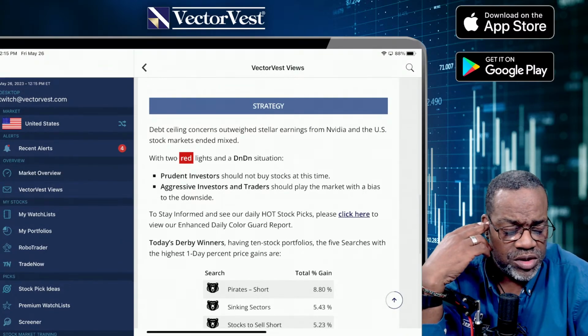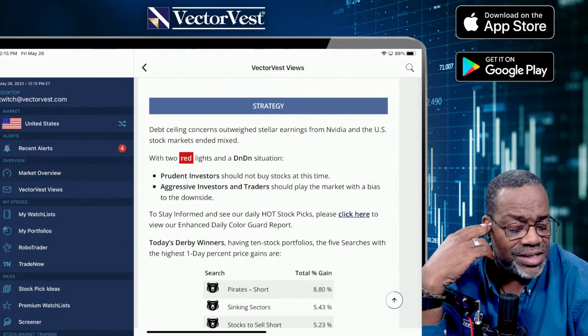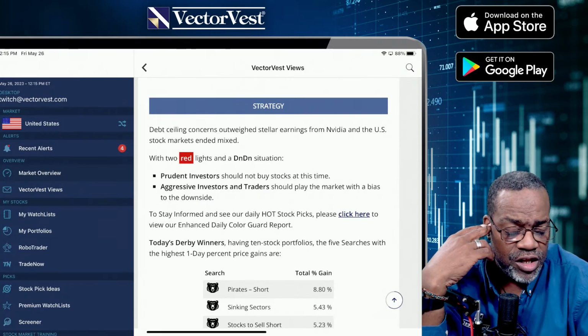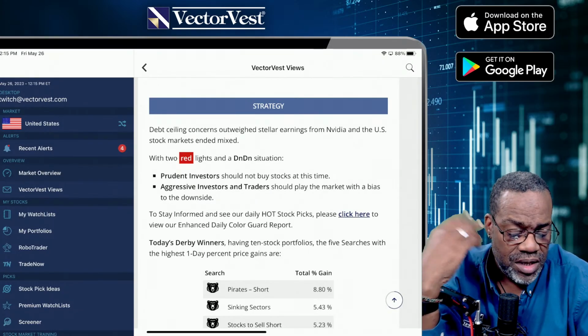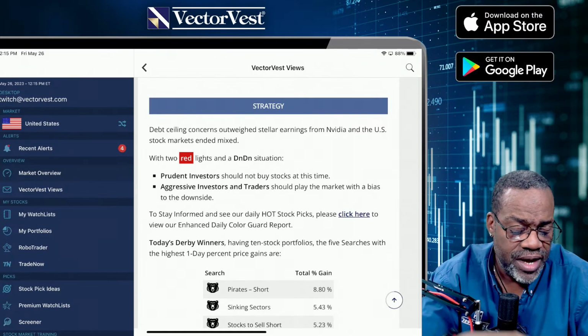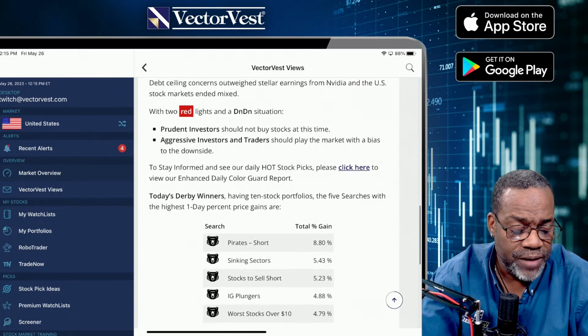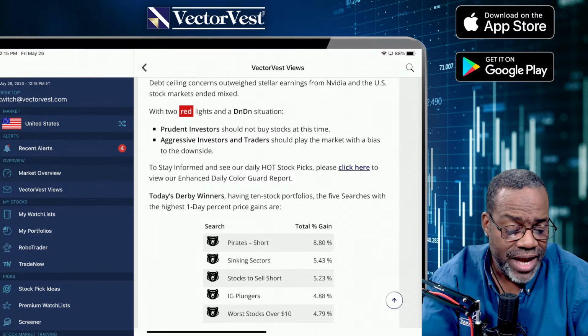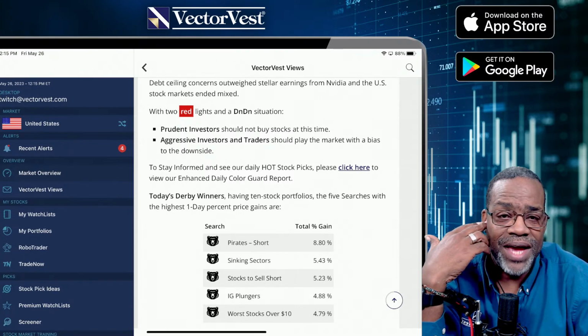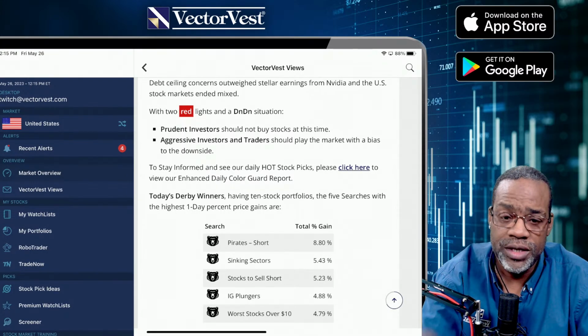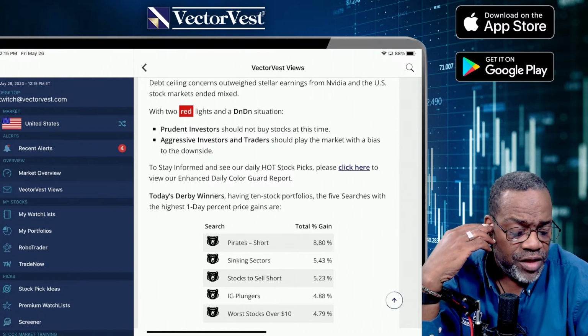Last night's guidance was the debt ceiling concerns outweighed stellar earnings from NVIDIA, and the U.S. stock markets ended mixed, with two red lights in a down situation. If you are more prudent, remember you're looking at the Dow that's down. How about prudent investors should not buy stocks at this time? The guidance is right on point. For those of you who are aggressive, play the market as it develops with a bias to the downside.